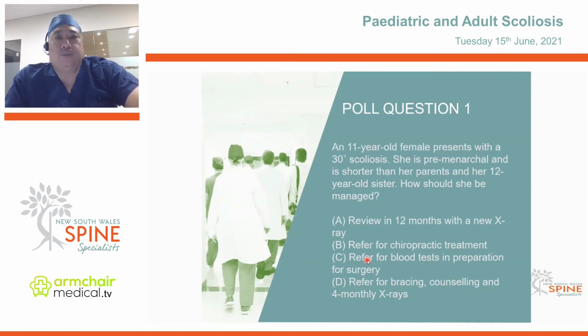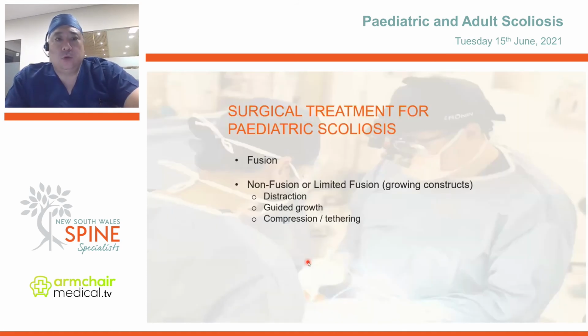So while exercise is great to do, it's not yet the mainstream that we send everyone for Schroth exercises as yet. So one question I'd like you to think about: if you have an 11-year-old female who presents with a 30-degree scoliosis. She is premenarchal and is shorter than her parents and her 12-year-old sister. How should she be managed? Would you review in 12 months? Would you send for chiropractic treatment, refer for blood tests, or refer for bracing, counseling, and 4 monthly x-rays? The answer is D, and that's what we tend to do.